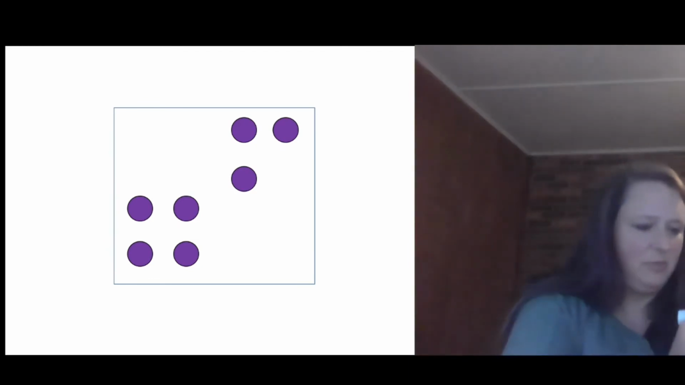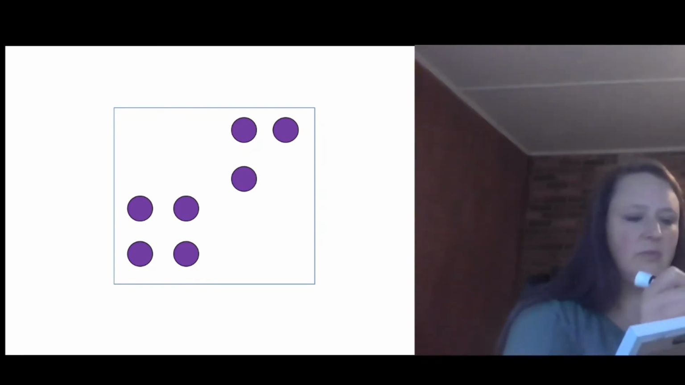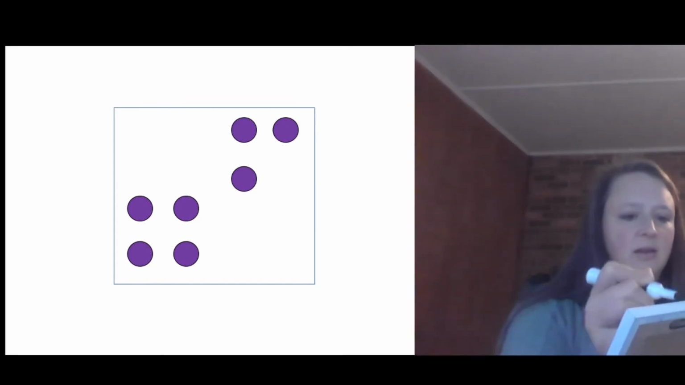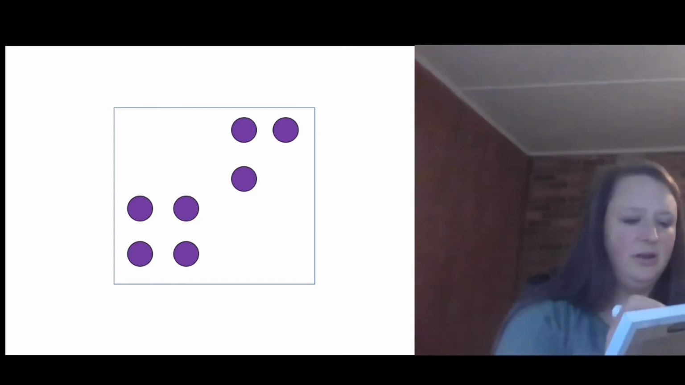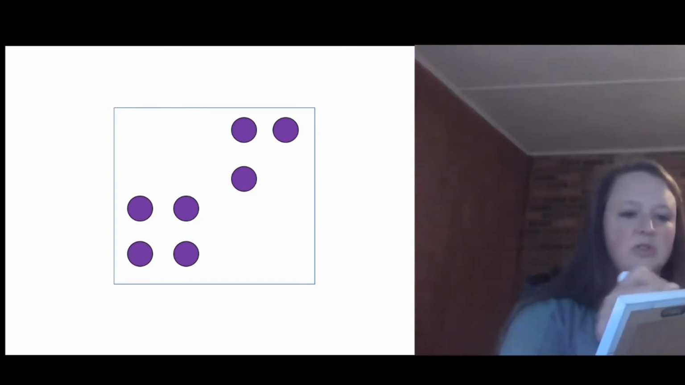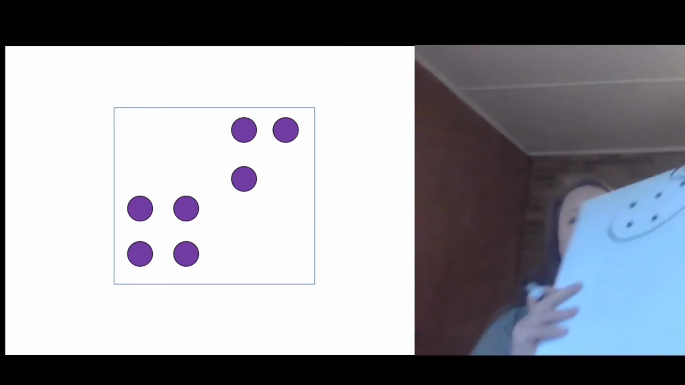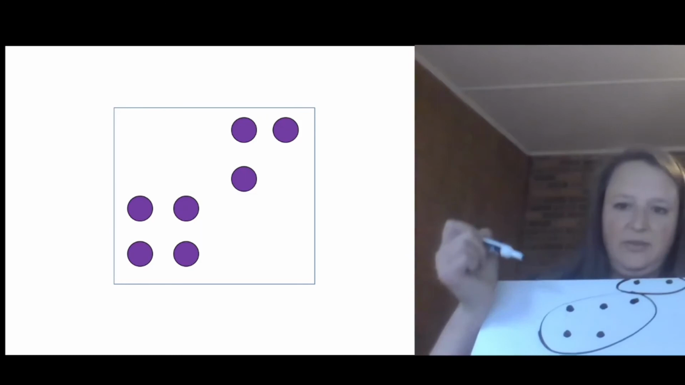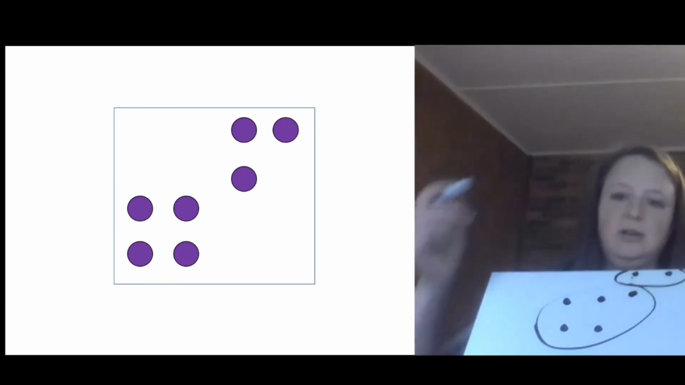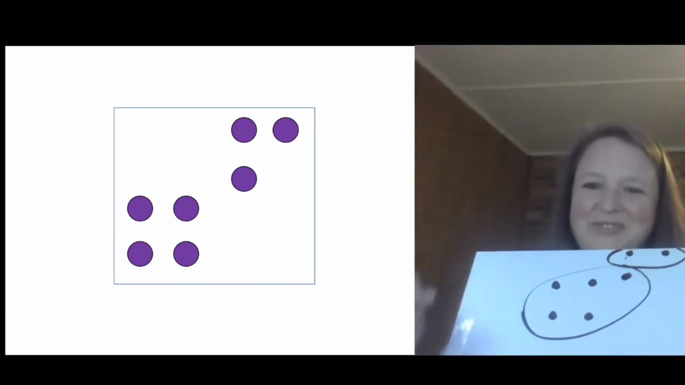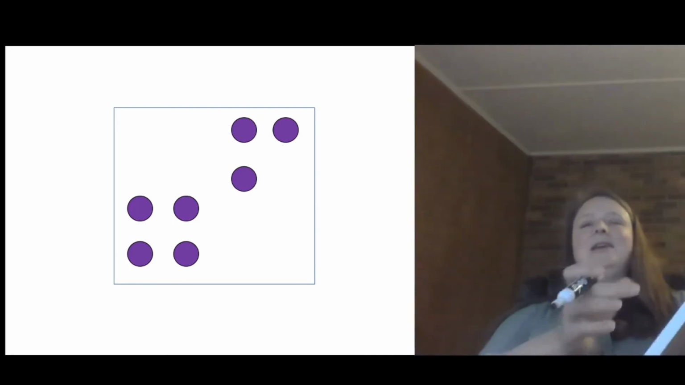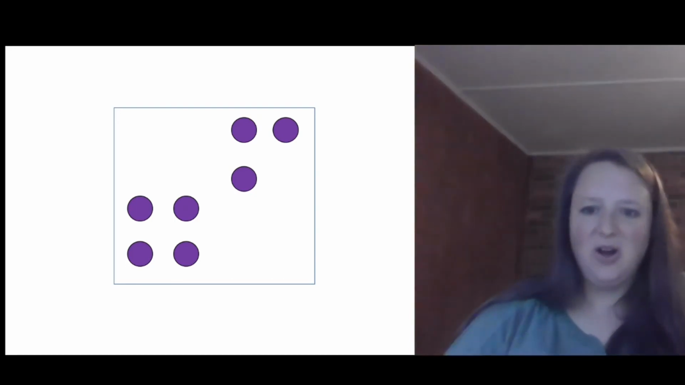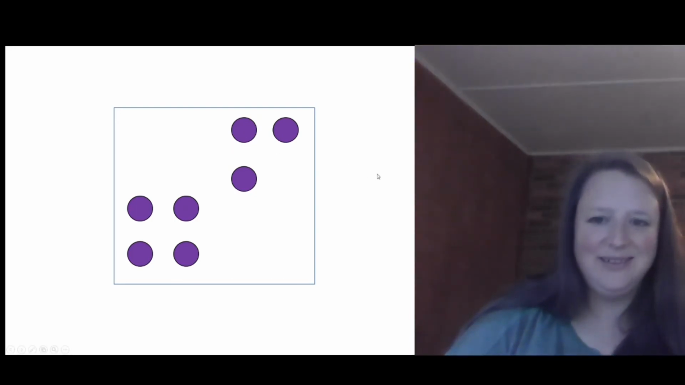Draw my dots back up here real quick. All right, I heard, let's circle it before I turn it around. 5, 1, 2, 3, 4, 5, and 2 gives 7. 5 and 2 is 7. Very nice job. Are we ready?